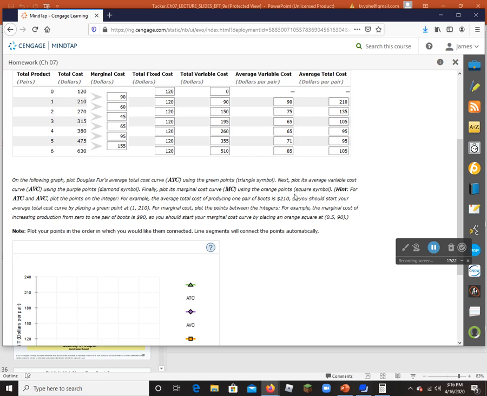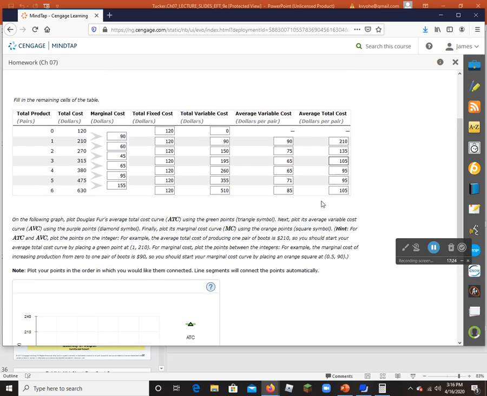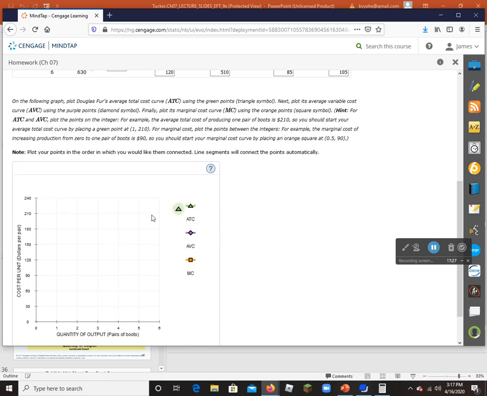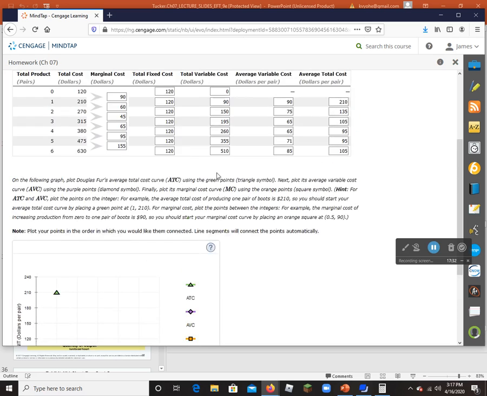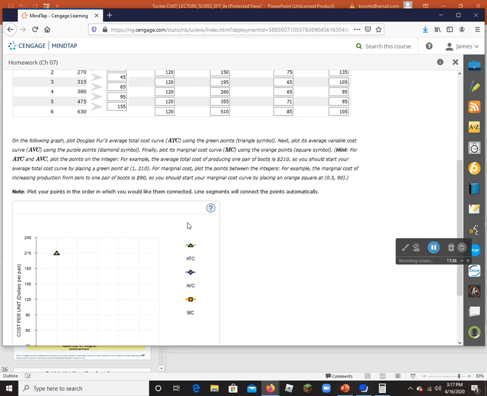We'll start off with average total cost. Okay, so we're going to put a point here, 1 unit of output and 210 average total cost. 2 units of output, our average cost decreased to 135. So we find 135, 2 units of output. 3 units of output, our average total costs are 105. Find 105 and 3 units of output. Go to 4 units of output. Average total costs are $95.